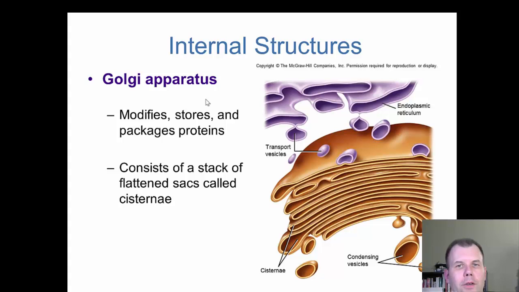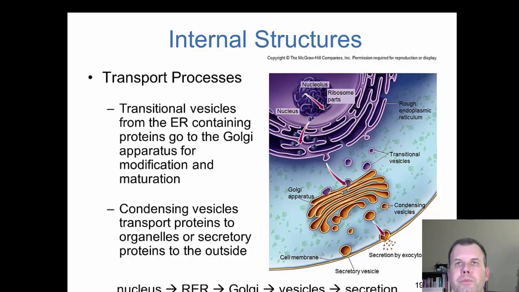It basically prepares, it manufactures, it gets ready to send out and transport whatever material you need to leave the cell. Okay, so it modifies, stores, and packages the proteins. And so, again, think of the post office or FedEx when you're talking about the Golgi. All right. And this is basically how this structure moves.